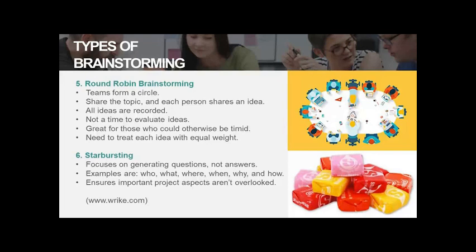Number 5 is round-robin brainstorming. As you would expect, the team forms a circle. Then the topic is shared and each person shares an idea. All of those ideas are recorded, and it's not a time to evaluate any of the ideas, just to share them. This is great for those who would otherwise be timid, but something to keep in mind is that each idea needs to be treated with equal weight.